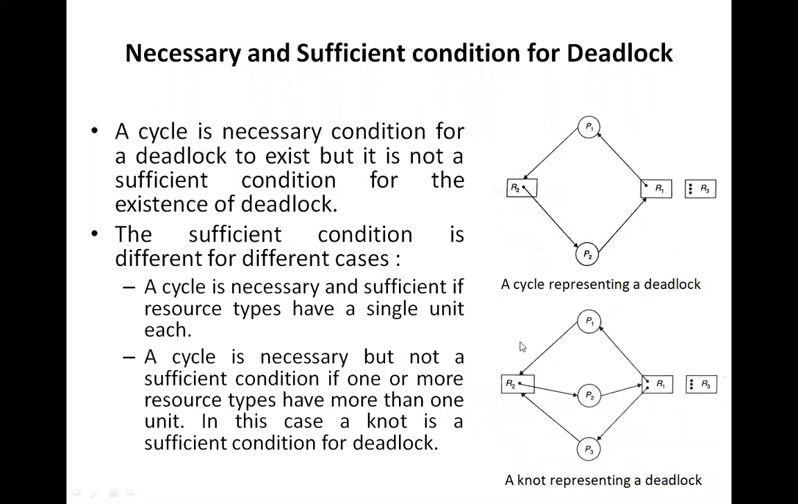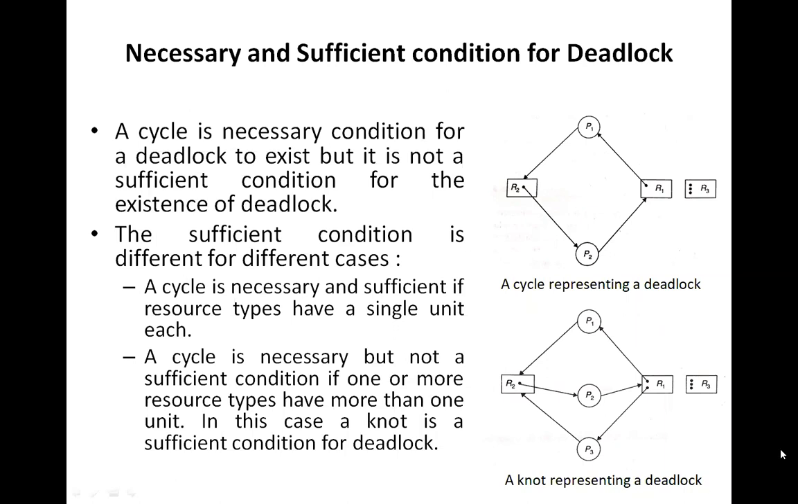So let us go for another example. In the case in which the resources are having multiple units, and if a cycle is also present, then what will be the sufficient condition for the deadlock? For this second case, in which the resources are having multiple units, a knot will be the sufficient condition for deadlock. And what is a knot? A knot means the resource allocation graph will be having more than one cycle. If there is more than one cycle, then it is going to create a knot, and that knot will be the sufficient condition for the deadlock.